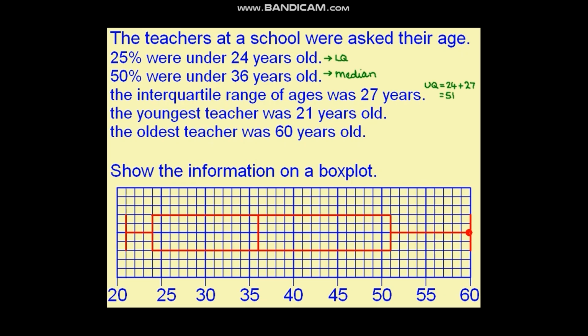Here's the answer. You needed to realise that if 25% of people were under 24 years old, this is the lower quartile. 50% were under 36, so that's the median. We're told the interquartile range is 27, but we need the upper quartile for our box plot. We can get this by adding the interquartile range to the lower quartile. That gives us 51. We're then also told the lowest value and the highest value. Once we've done all that, we can draw our box plot.